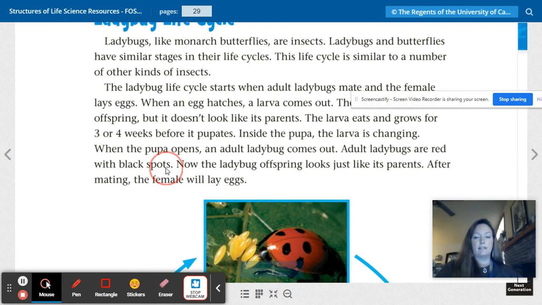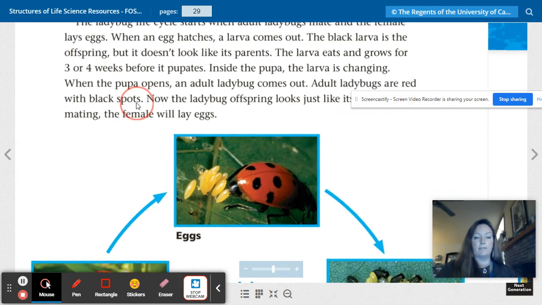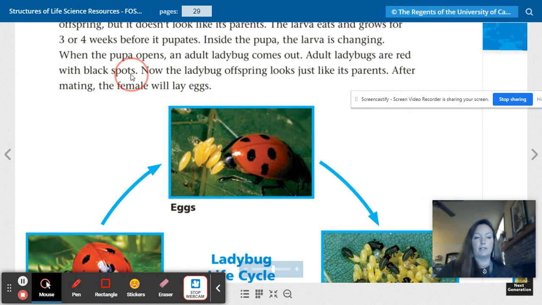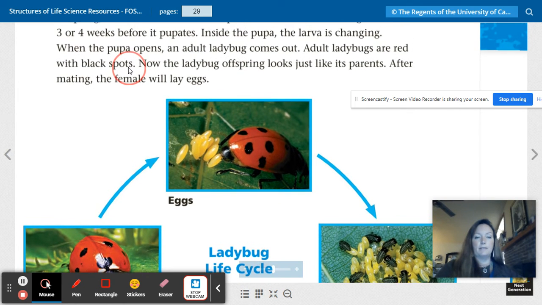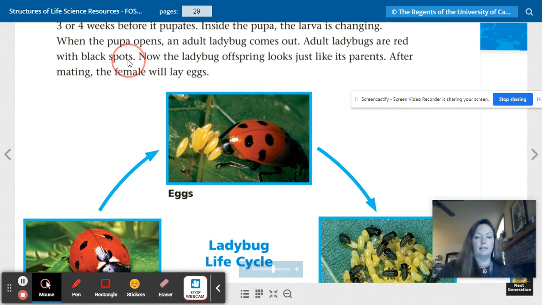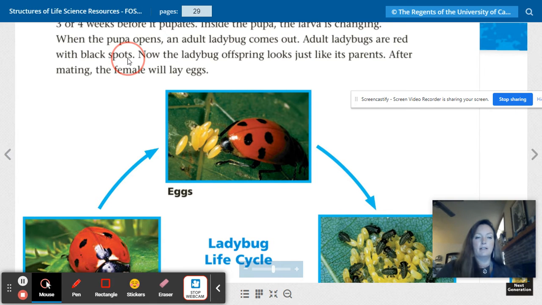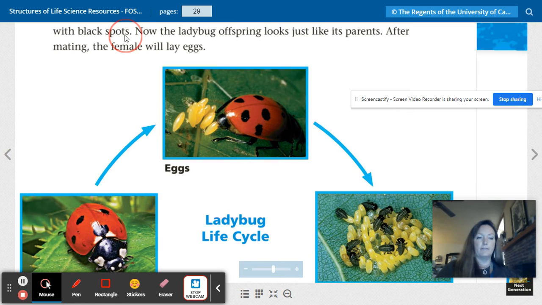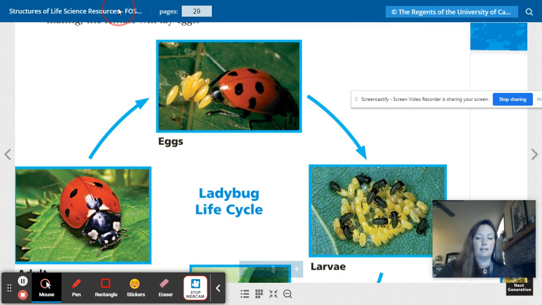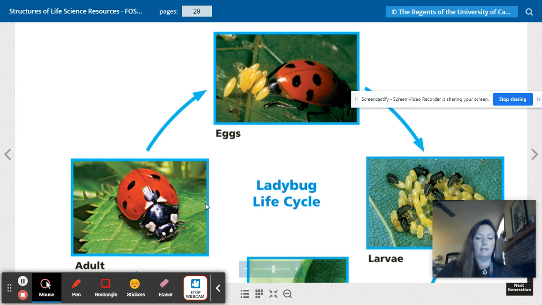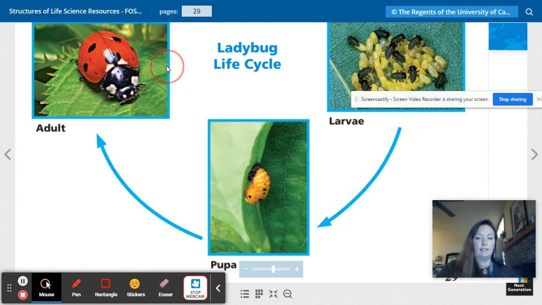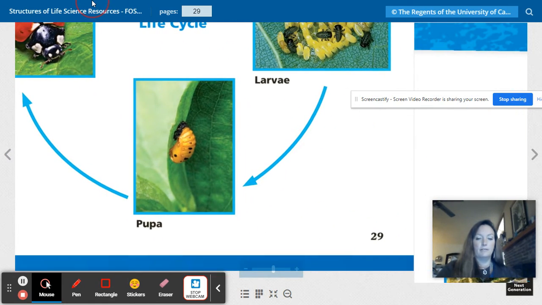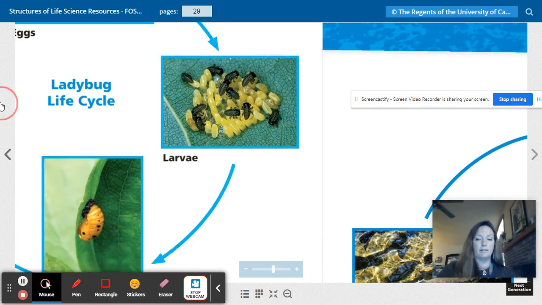The black larva is the offspring, but it doesn't look like its parents. The larva eats and grows for about 3 to 4 weeks before it pupates. Inside the pupa, the larva is changing. When the pupa opens, an adult ladybug comes out. Adult ladybugs are red with black spots. Now the ladybug offspring looks just like its parents. After mating, the female will lay eggs. So here is another cycle of ladybugs. So some similarities, but also several differences from a butterfly.